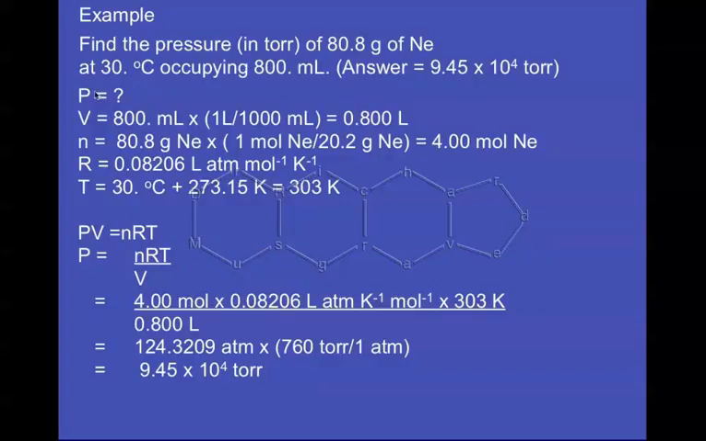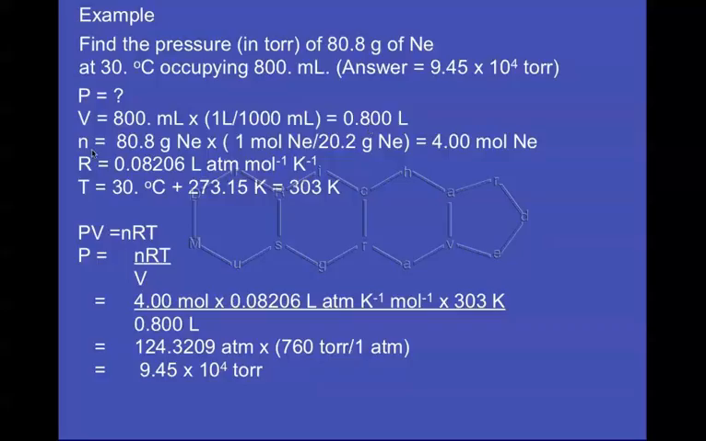So what we do is we set this out. We've got P equals, V equals, n equals, R equals, T equals. That's the best thing to do because we know we need to use PV equals nRT. P is what we're looking for, so that gets the question mark. We've got 800 mL as our volume, but we know that needs to be converted into liters, so that's why it's times 1 liter over 1,000 mL, and we come out to 0.800 liters. We're obeying significant figures here: that's 3 sig figs, and that's 3 sig figs as well.